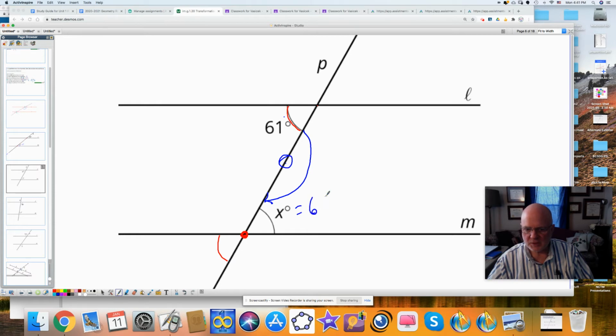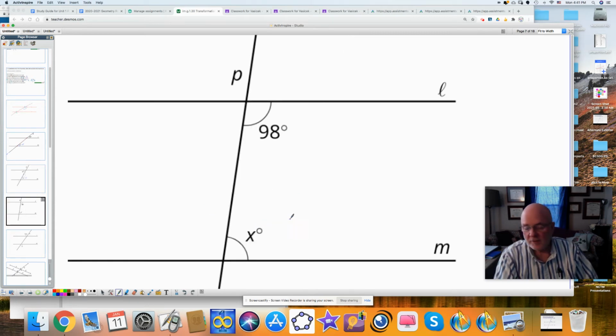This is equal to 61. I can rotate this angle 180 degrees. And we'll see that later in today's lesson. Here, a lot of people wrote 98, and some people wrote 82. Which one is it? Why would you say that they're the same, 98, just because everything else has been the same up to this point? That doesn't make a lot of sense.